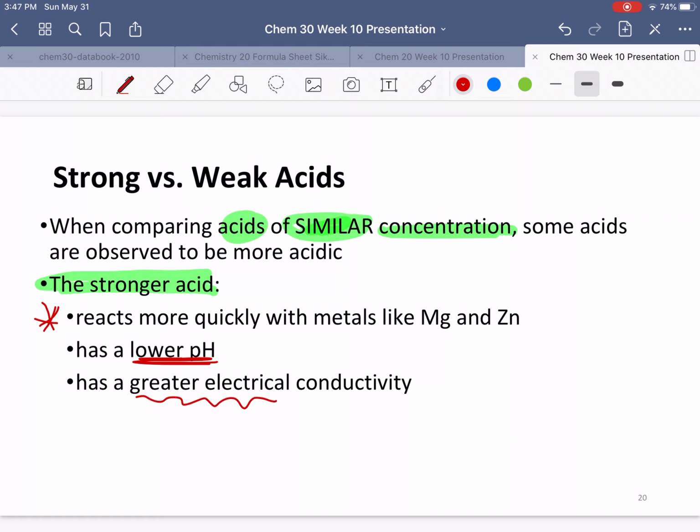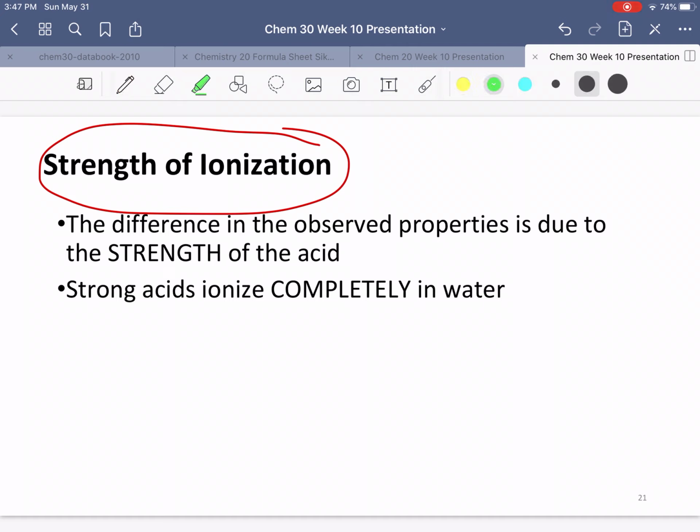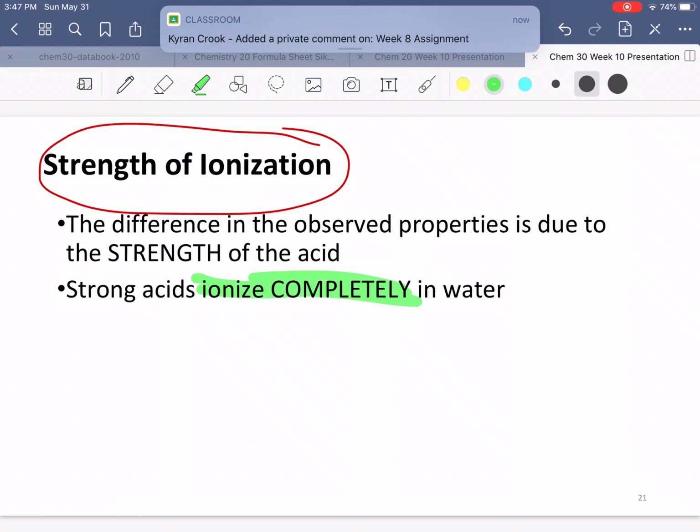Next, the electrical conductivity will be significantly better in a strong acid than a weak acid. And what affects conductivity? Well, ultimately, it's the amount of ions present. So all of this is somehow relating to the strength, the amount of ions. Let's talk about this. So ultimately, the stronger the acid means the greater the ionization that occurs. Ultimately, if you have a strong acid, they ionize completely in water, 100%.